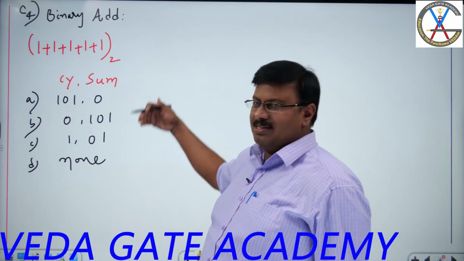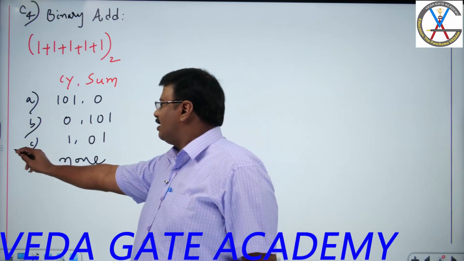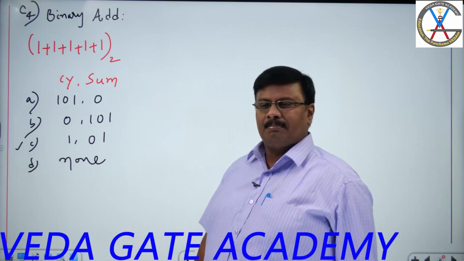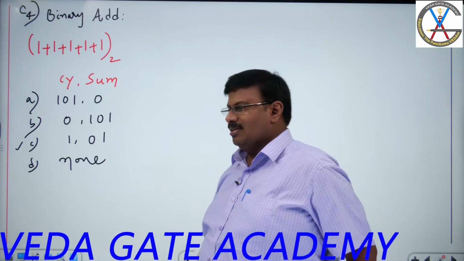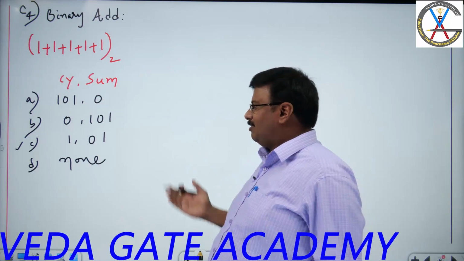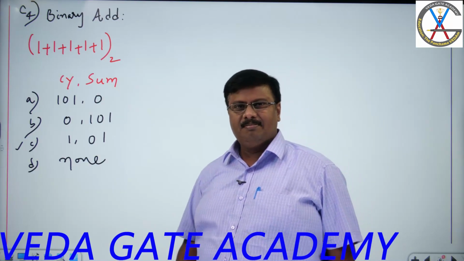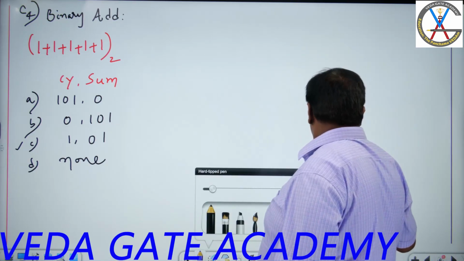When I raised this question, many students replied C as the answer: 1 comma 0 1. Before giving my comment on whether it is correct or not, let me explain the fundamental procedure of binary addition. Here, binary addition fundamentals.